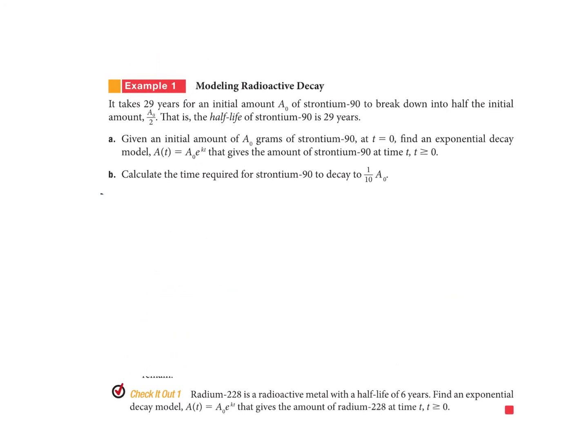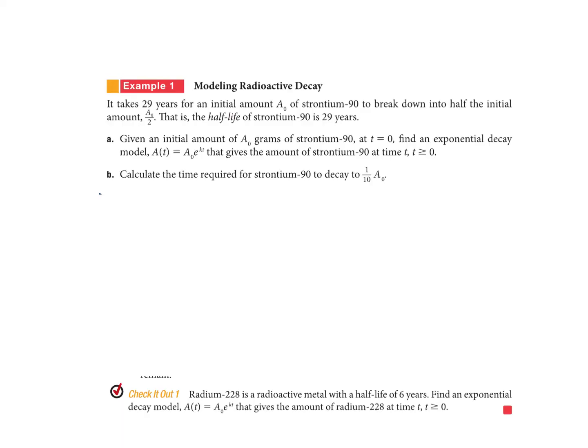All right, so let's take a look at this. It takes 29 years for the initial amount of Strontium 90, no idea, to break down into half the initial amount. That is called the half-life, 29 years. Given the initial amount of this substance, find an exponential decay model that gives that at time greater than 0. Okay? So let's take a look.